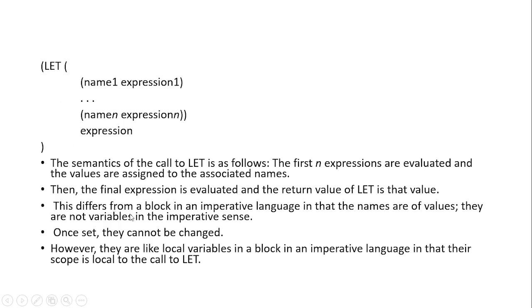This differs from a block in an imperative language in that the names are values. They are not variables in the imperative sense. Once set, they cannot be changed. That is the peculiarity. However, these names are like local variables in a block in an imperative language in that the scope is local to the call to let. The scope will be local to this particular let only.